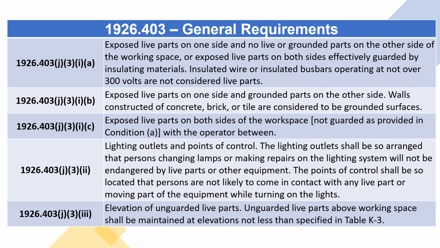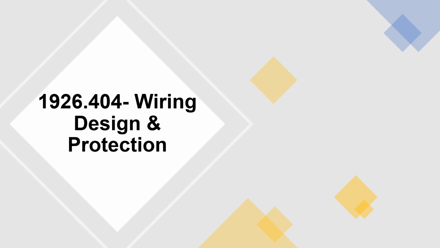The points of control shall be so located that persons are not likely to come in contact with any live part or moving part of the equipment while turning on the lights. 1926.403 J3 Elevation of unguarded live parts. Unguarded live parts above working space shall be maintained at elevations not less than specified in Table K3. 1926.404 Wiring design and protection.